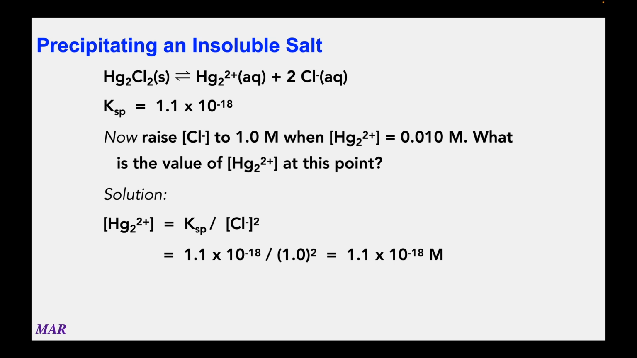Well, KSP is still 1.1 times 10 to the minus 18th. Divided that by the chloride concentration, which is 1.0 and 1.0 squared. And lo and behold, the mercury is now 1.1 times 10 to the minus 18 moles per liter. That is small. Now, chemists will like to collectively pat themselves on the back because you started with a roughly 10 to the minus 2 molar mercury, and we went to a 10 to the minus 18 molar mercury. So that's about 16 orders of magnitude that it's dropped, and that is considerable.